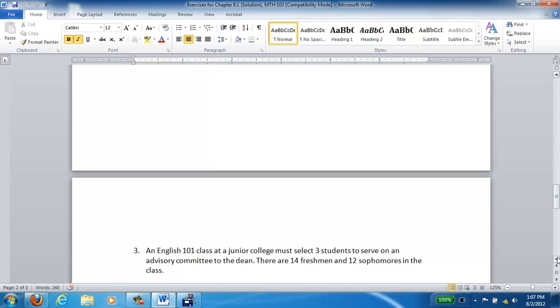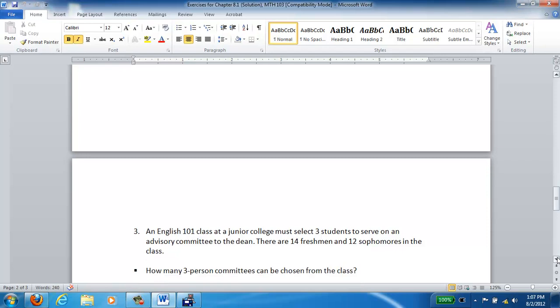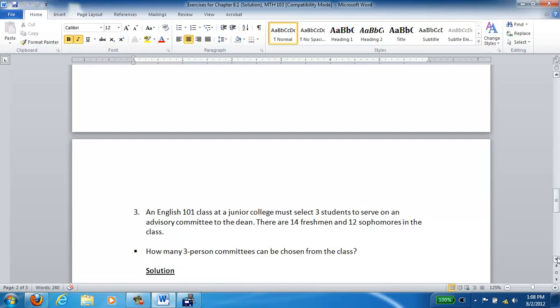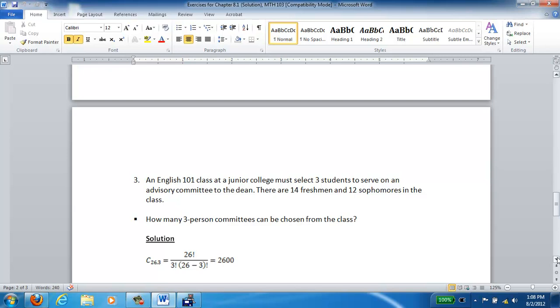For problem number 3, we have a class of 26 students, 14 freshmen and 12 sophomores, and they have to select 3 students for a committee. This is similar to 7.4. You don't look for a probability because it doesn't say what is the probability. So you don't have a denominator. They ask you how many 3-person committees can be chosen from the class. So the first one, you have 26 students to choose 3. So it's combination of 26 and 3. 2600 committees.